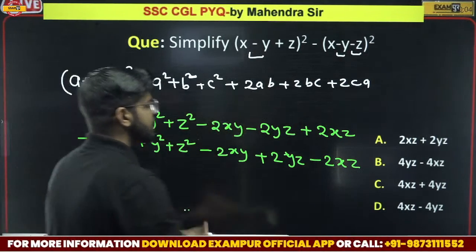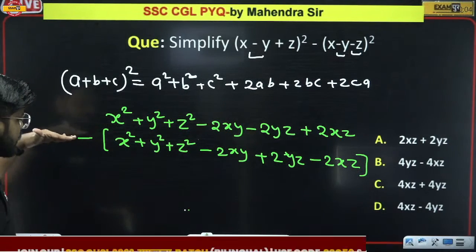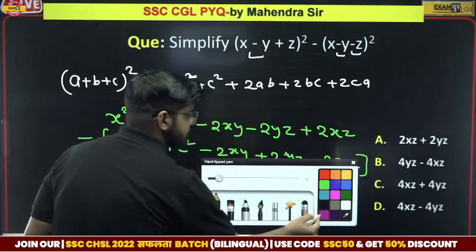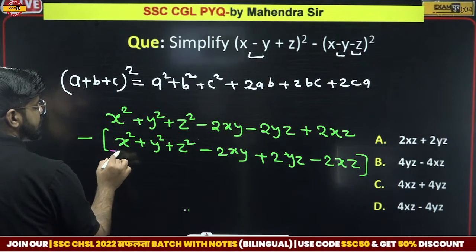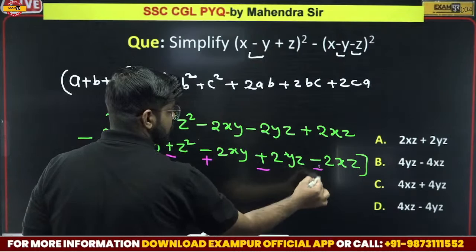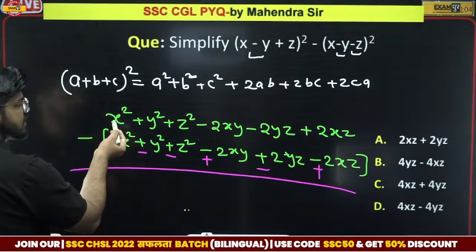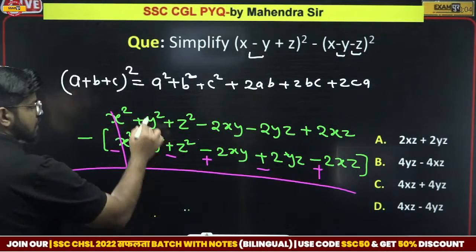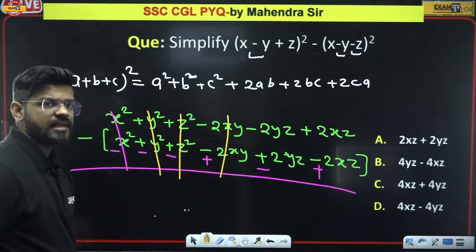Now this result we are going to get here, but we have a minus sign before that. So when we multiply this minus, all signs will get changed. So we get negative of this, negative this, negative this, positive this, negative this, positive this. Now you know that we have similar quantities. Positive and negative get cancelled out. This gets cancelled out, this gets cancelled out, and also this gets cancelled out.